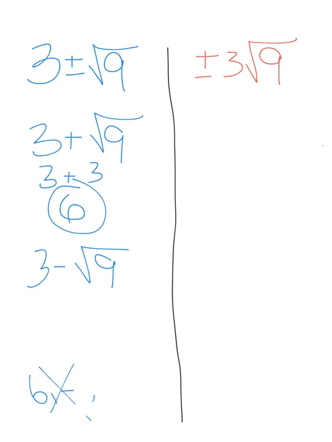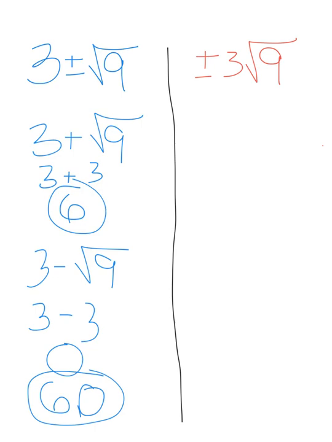Well, if we do that second solution, it's 3 minus the square root of 9. The square root of 9 is 3. 3 minus 3 gives us 0. So the solutions here would be 6 and 0. So be careful, it's not always going to come out to be plus or minus that same number, the positive and the negative. In this case we end up with 6 and 0.